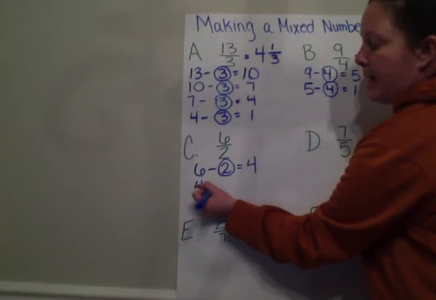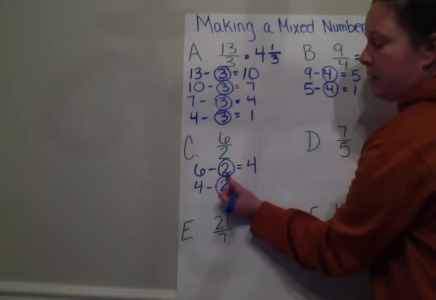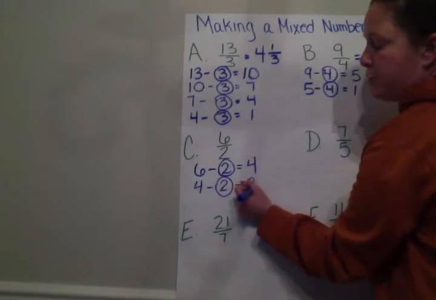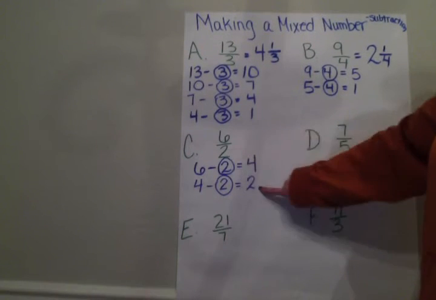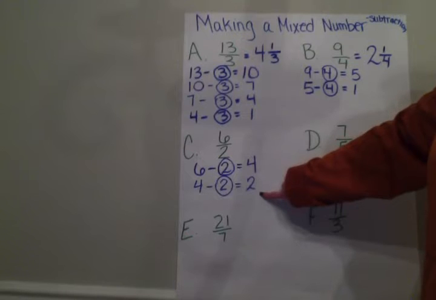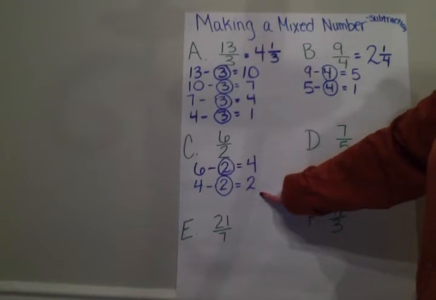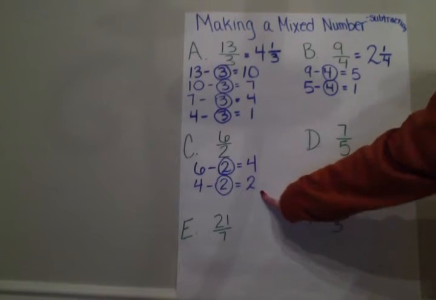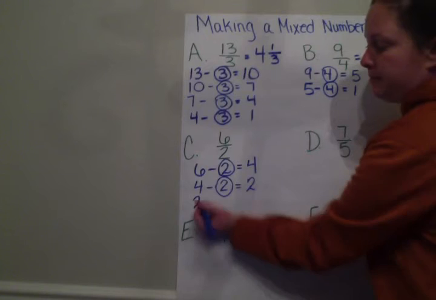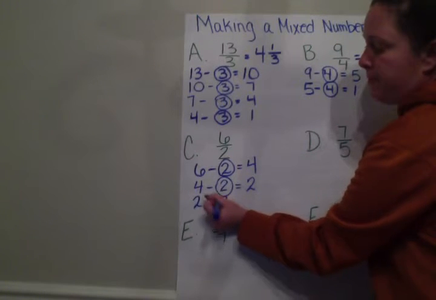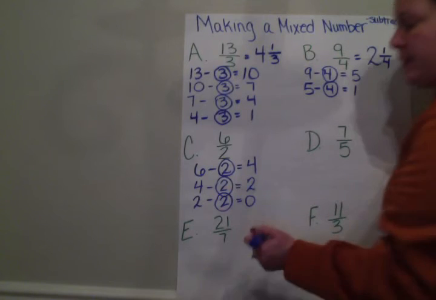4 minus another group of 2 is going to leave me with 2. Well, these numbers are equal right now. They're even to each other. But I want it to be less than. So I can keep going. I can take another group from this. So here's my 2 leftover parts minus another group of 2. And it would leave me with 0.